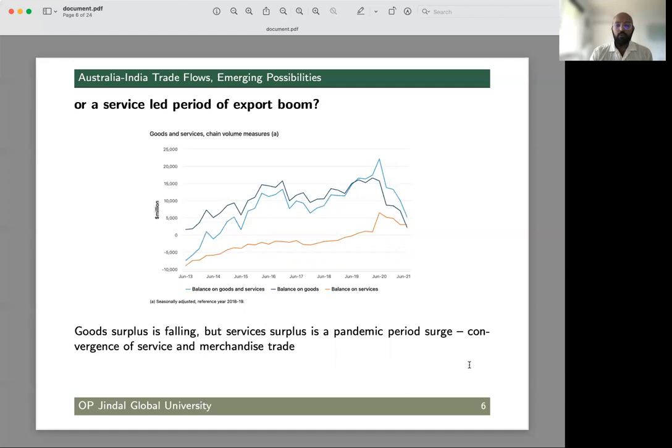Now, I wanted to know what's happening on the goods side and the services side. So I plotted the balance of goods and services, which is the light blue line here.